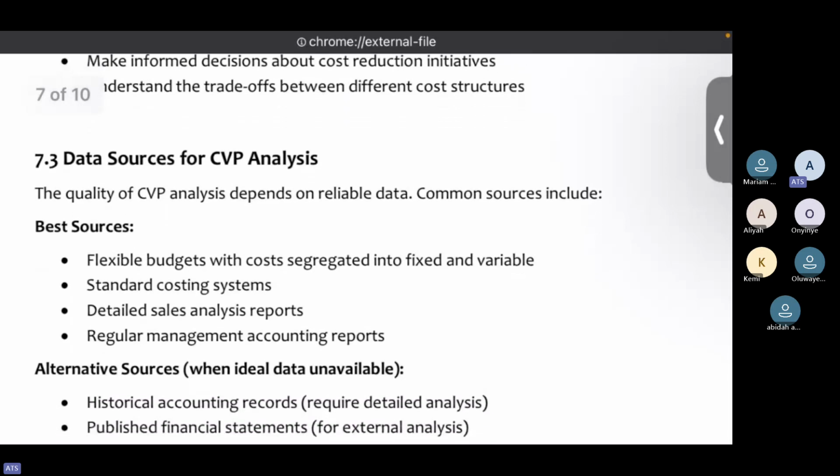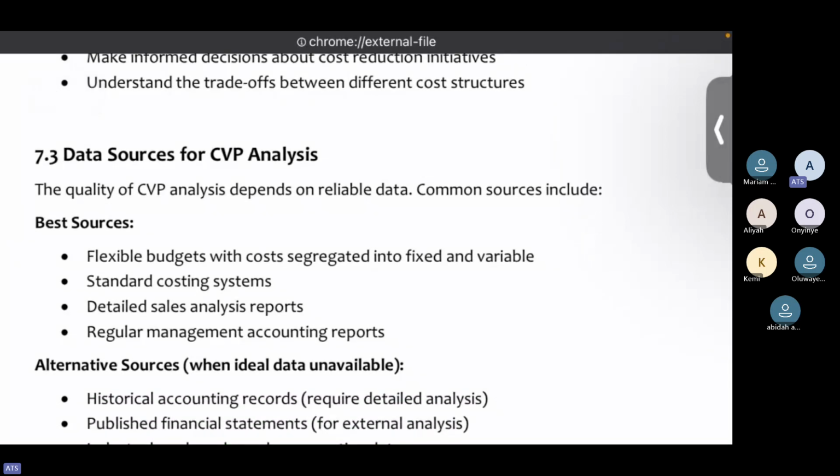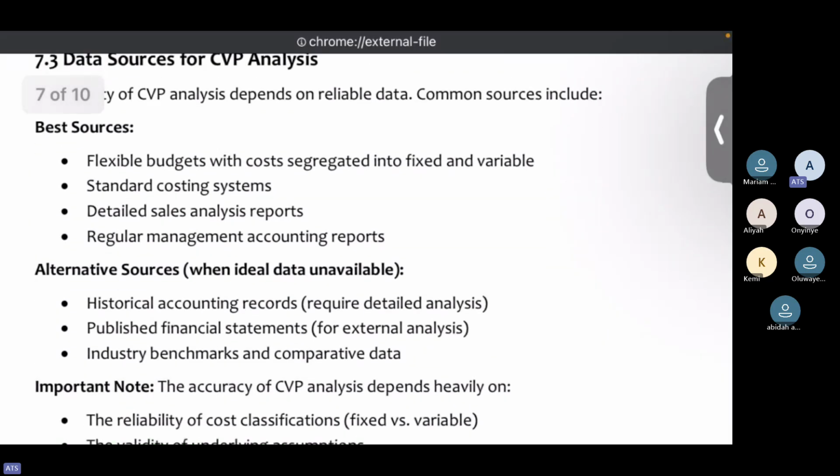And then there are some places that you get data for CVP analysis. So it might be from your budget, might be from your standard costing report, might be from sales analysis report, anywhere really. How do you get all these figures that you used, right? Because sometimes it can even be from historical accounting records, or you might just take another company in the industry to benchmark your own and use it for CVP analysis.